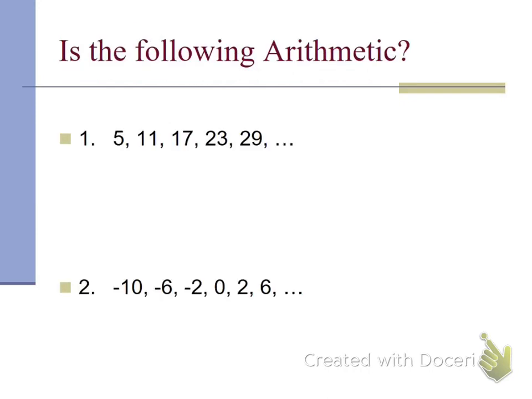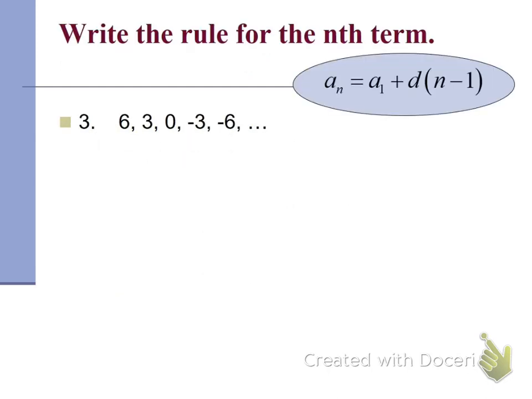Now, let me ask you this question. Just because I give you a pattern doesn't mean it's arithmetic. If I look at this one, 5, 11, 17, 23, 29, is it arithmetic? Increasing by 6, 6, 6. So yes, this is arithmetic, and we know the difference is 6. Here, I'm going up 4, not up 4 each time. So is this arithmetic? No. I told you guys this is going to be an easy lesson. This is going to be an easy unit for you.